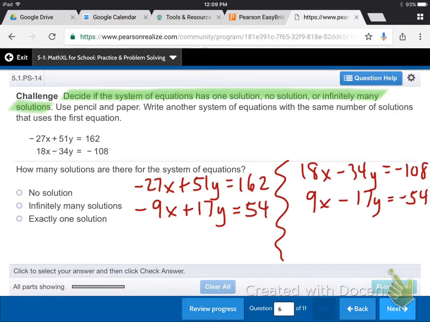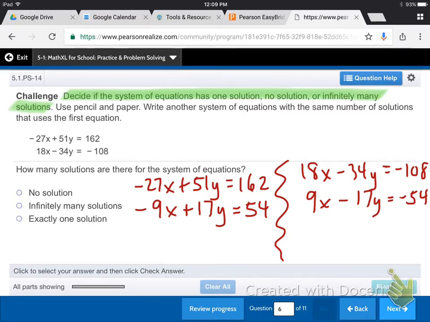Now, compare those two equations. They look the same except that all the signs are different. So what does that mean? That means that the slopes are going to be different and the y-intercepts are going to be different. Don't get confused. Just because the numbers are the same doesn't mean the equations are the same. The numbers and the signs all have to be the same.